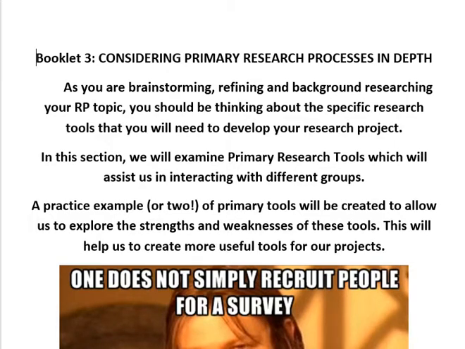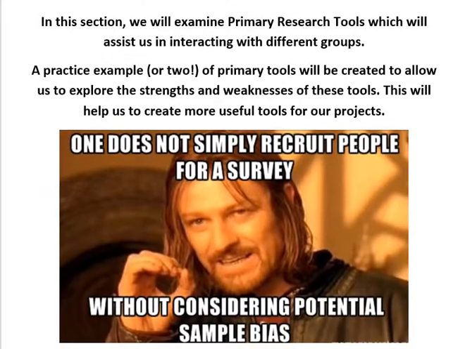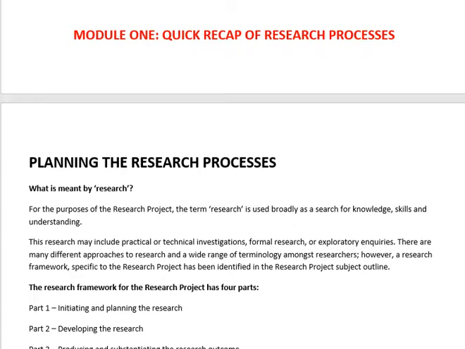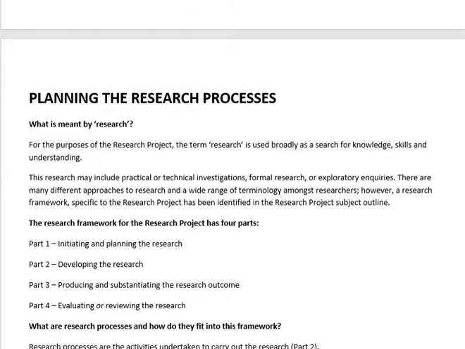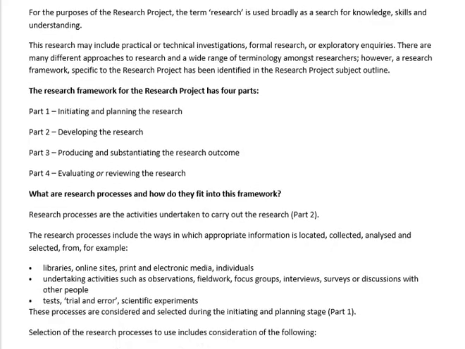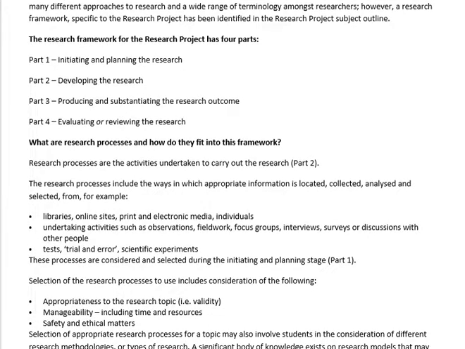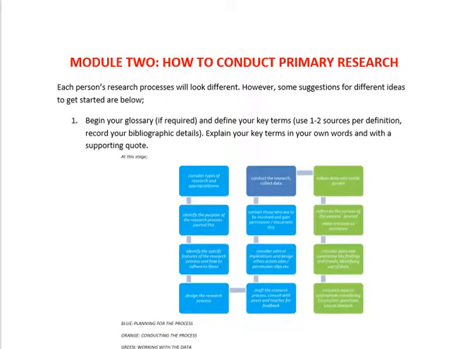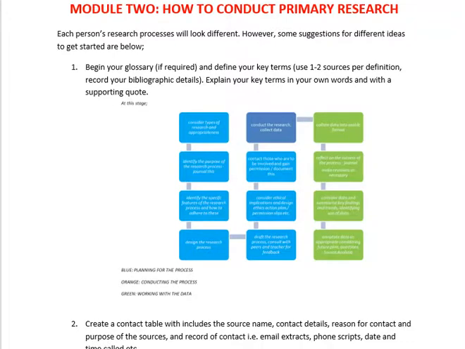So Booklet 3 is probably the longest booklet because it is thinking about how we create research processes. It gives a brief overview of how a project like the research project develops, hopefully recapping on some of the links that the students would have seen when they did their Booklet 1 and they looked at a research project. And so this is just the SACE information. Then it's looking at how we move into primary research in particular.